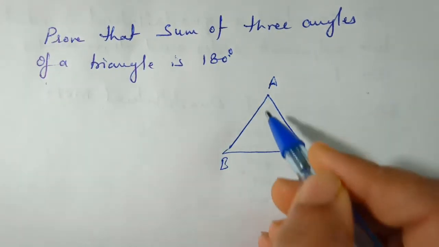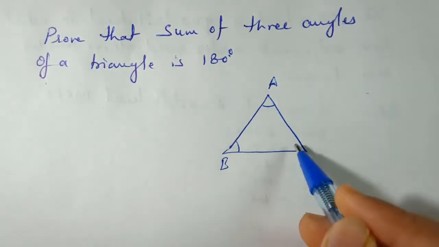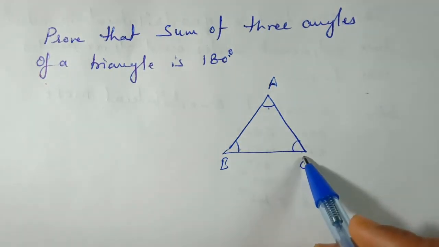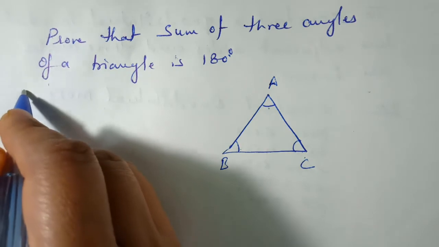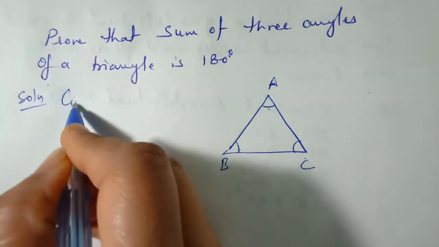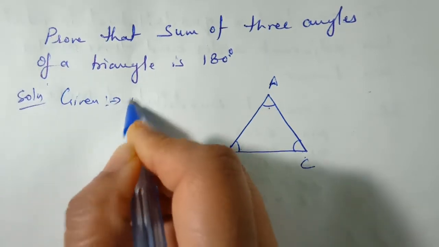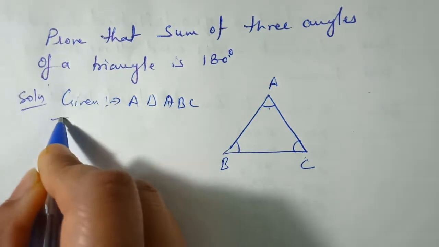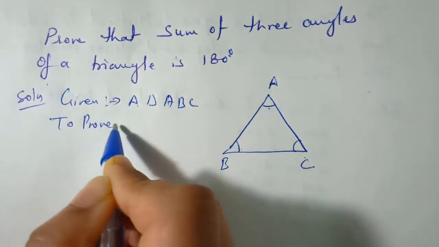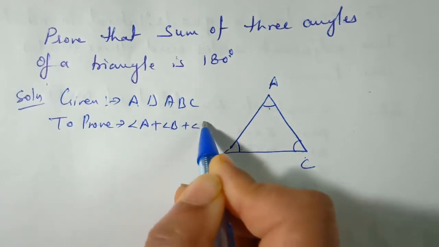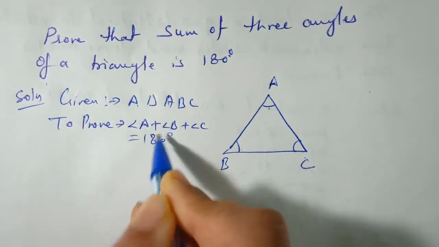ABC is a triangle. We have three angles, A, B and C. We have to prove angle A plus angle B plus angle C is equal to 180 degrees. So let us start the solution. What is given here? A triangle ABC. What we have to prove? We have to prove angle A plus angle B plus angle C is equal to 180 degrees.